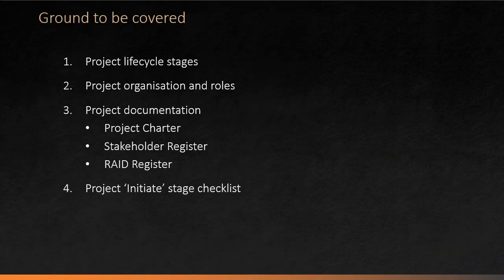In this presentation, you will learn about four things: project lifecycle stages, project organization and roles, purpose of project documentation, as well as documentation created during the project initiation stage, which includes the project charter, stakeholder register, and risk register. And finally, we will look at a practical checklist that helps confirm whether the initial stage of a project has been properly completed.